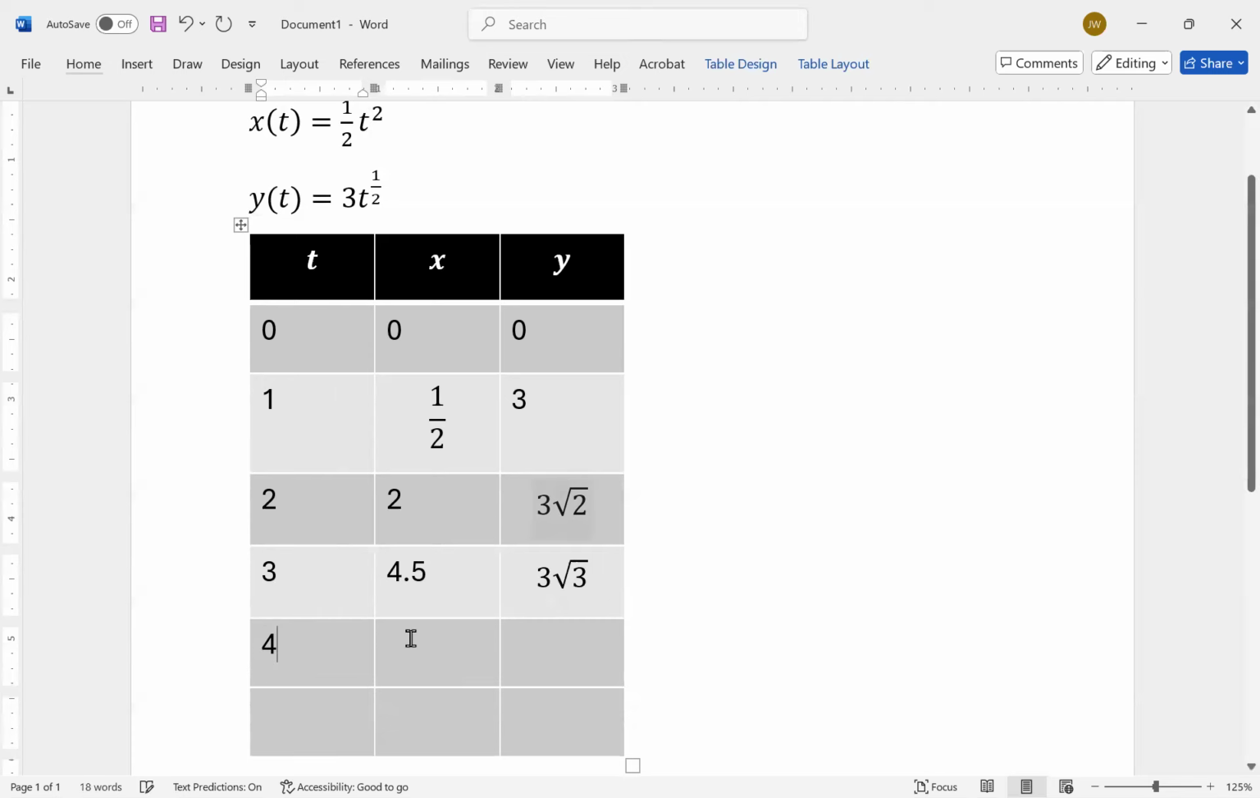When I plug in 4, 1/2 times 4 squared is 8. So we're putting in an 8 there. And then when I plug in 4 here, 3 times 4 to the 1/2 power. 4 to the 1/2 power is 2, so 3 times 2 gives me a 6.